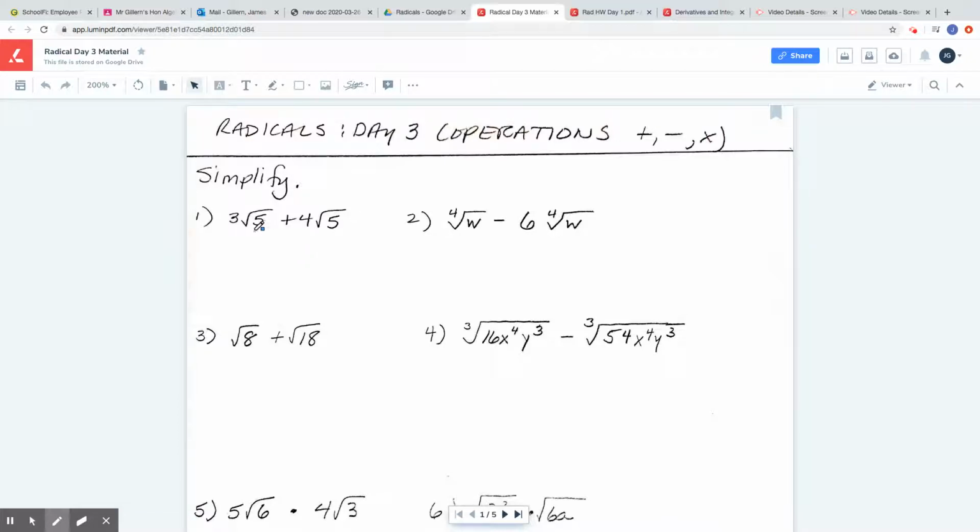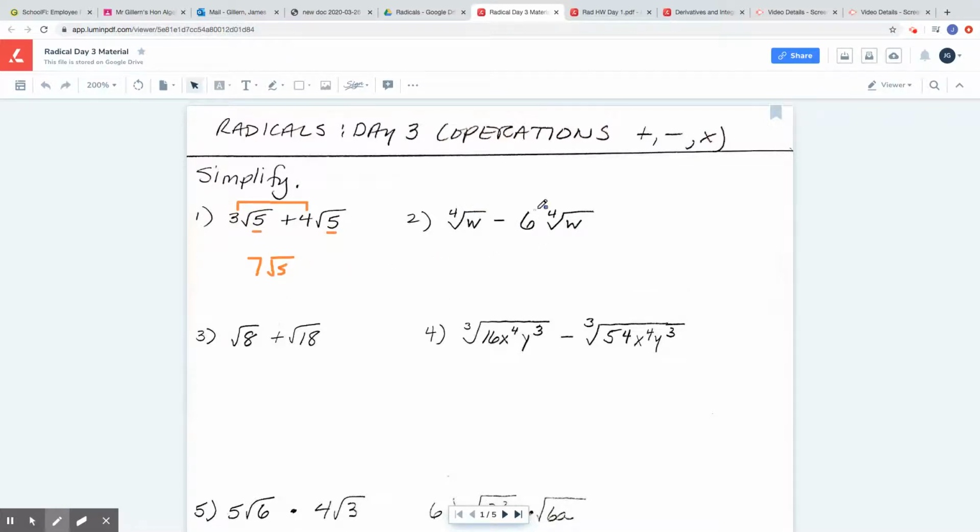So we have square roots here. We notice we have the exact same thing underneath the radical, which means we are just going to combine, and you just add the outsides together. So 3 plus 4 is 7, and what's underneath the radical just stays there. So it is 7 root 5. Just like 3x plus 4x is 7x, 3 root 5 plus 4 root 5 is 7 root 5.